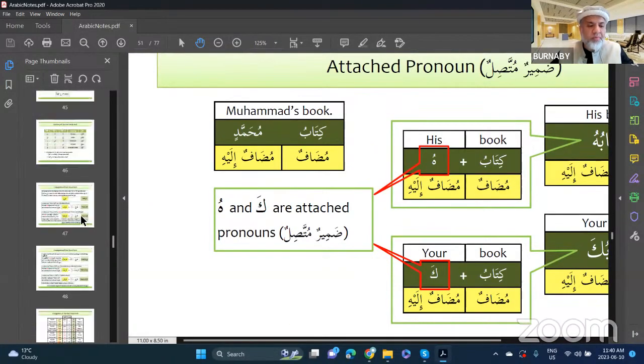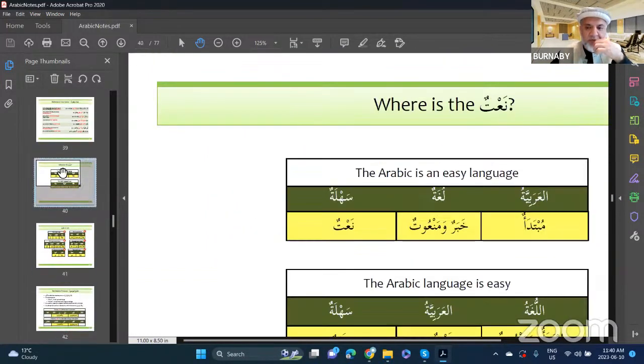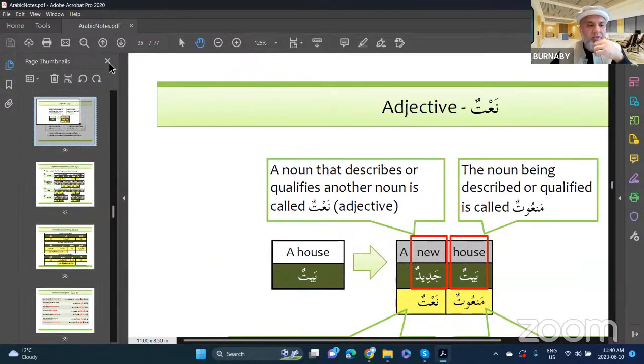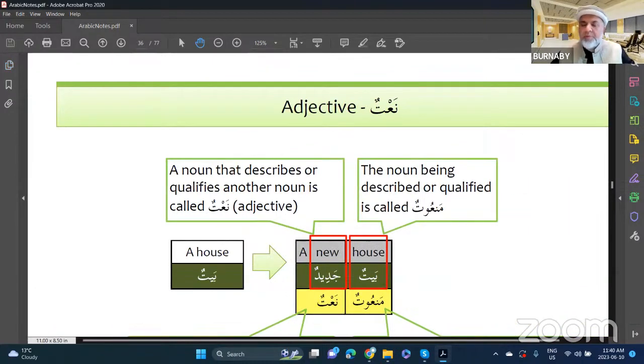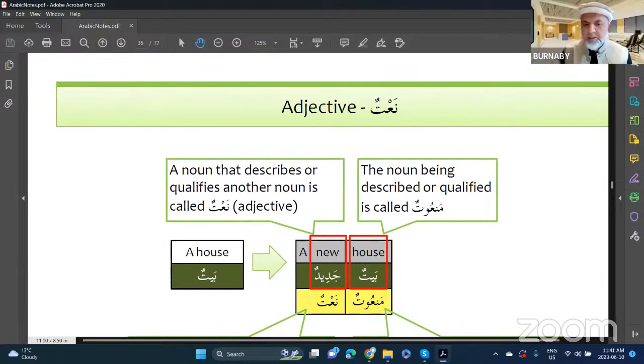I'm going to show you these slides. Another word for Murakkab-e Tawseefi is Naat Man'ut. Okay. So in Arabic grammar, you will come across Naatun wa Man'utun, which is the same as mausufun and sifa. So a noun that describes or qualifies another noun is called naatun.